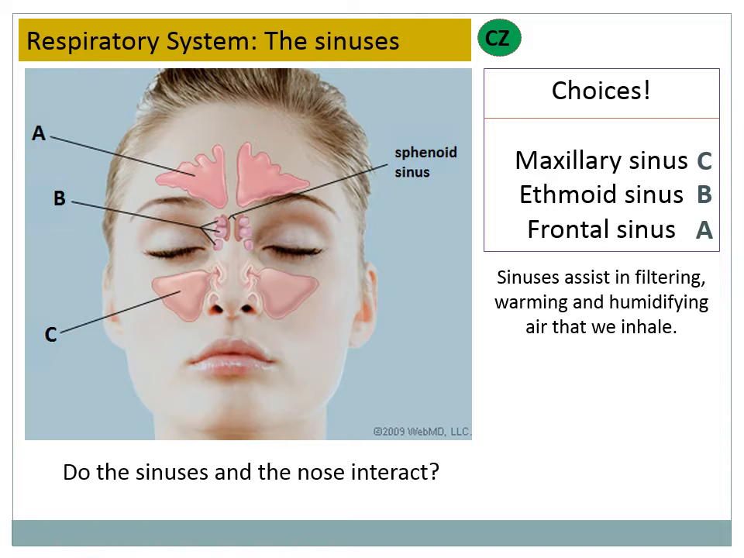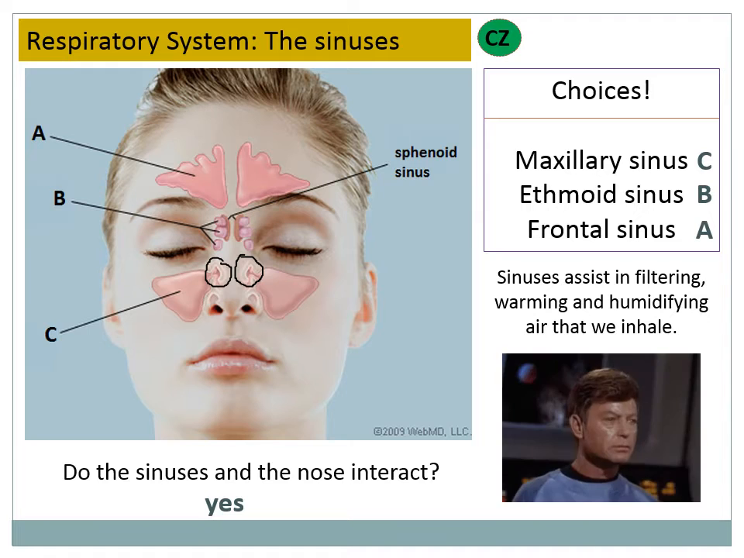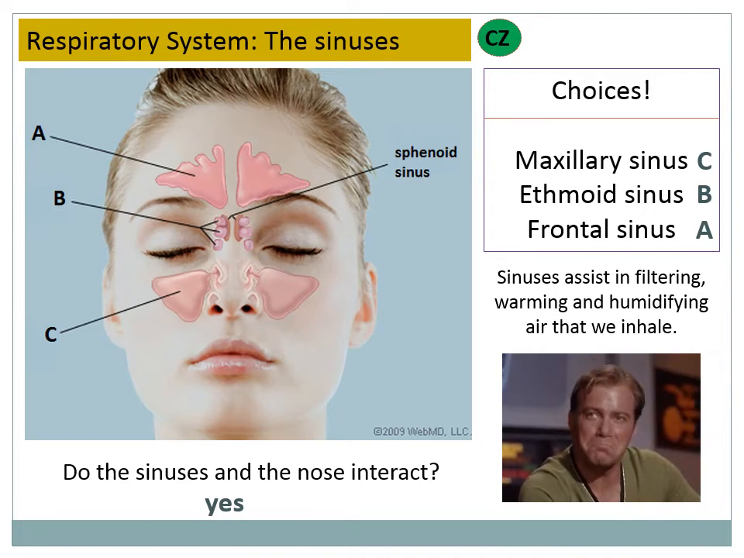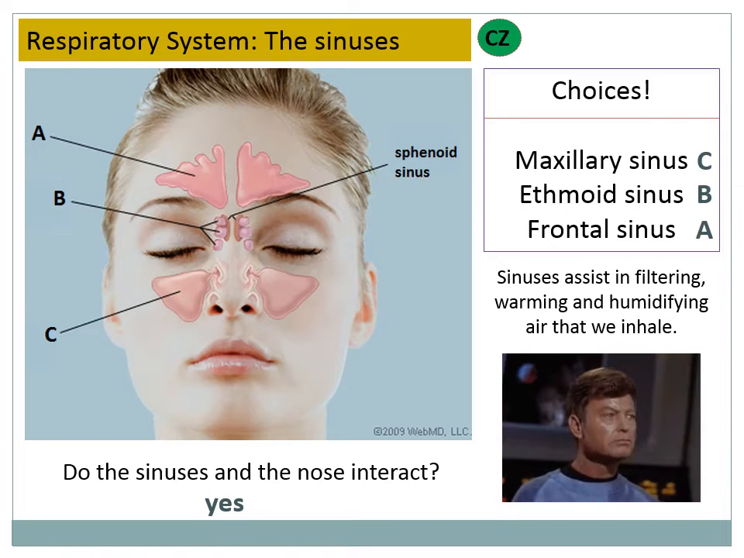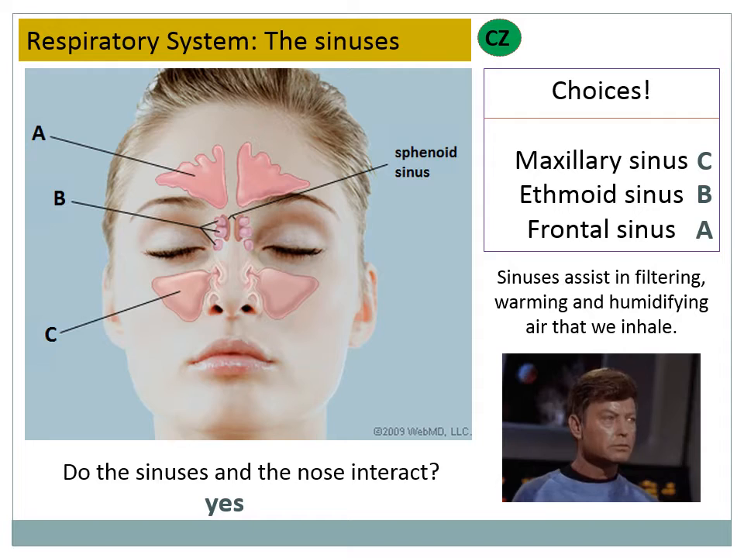Looking at your sinuses, do the sinuses and the nose interact? Well, you can see it right here, especially with those maxillary sinuses. They're connected to the nose. So, yes, they are connected. You can see Captain Kirk there and Bones, the doc. They are telling you, yes, our sinuses and our nose definitely interact.